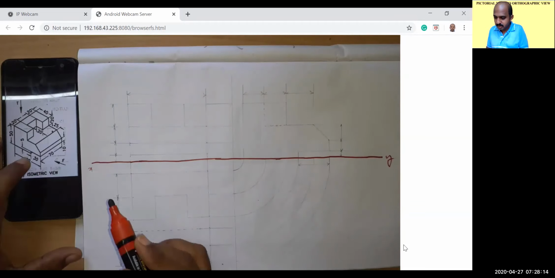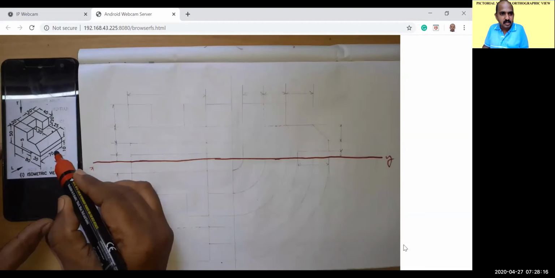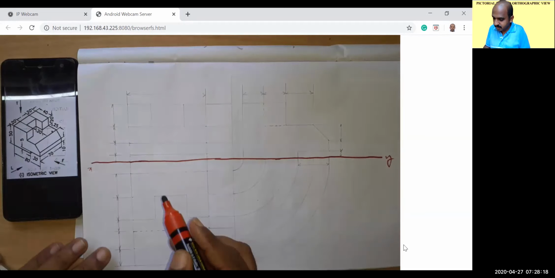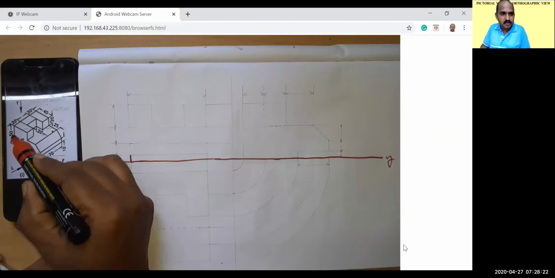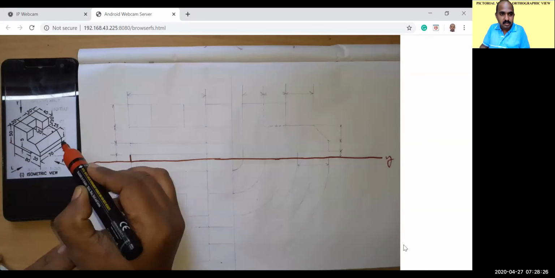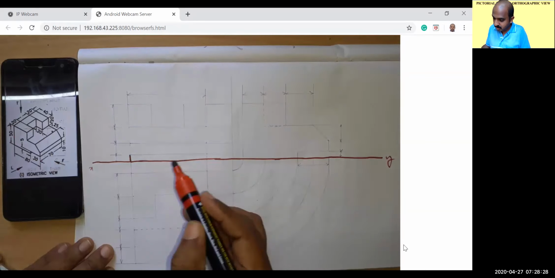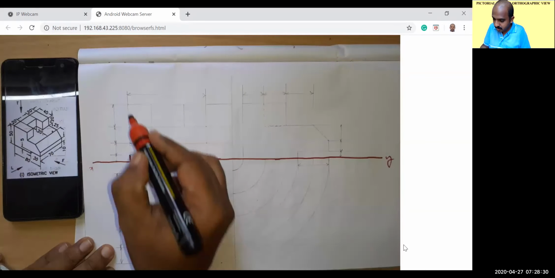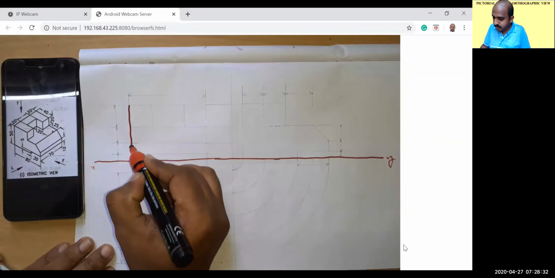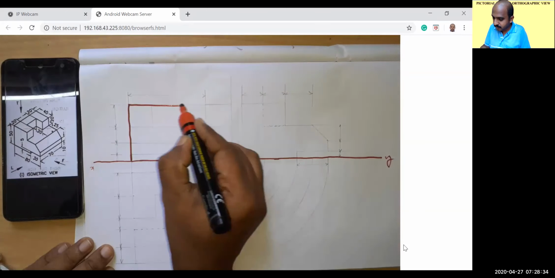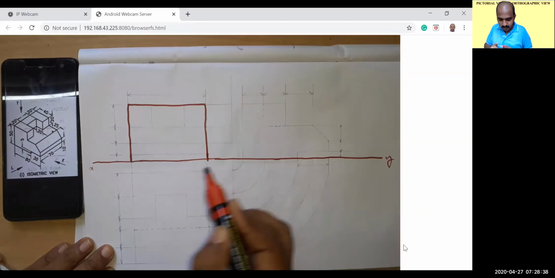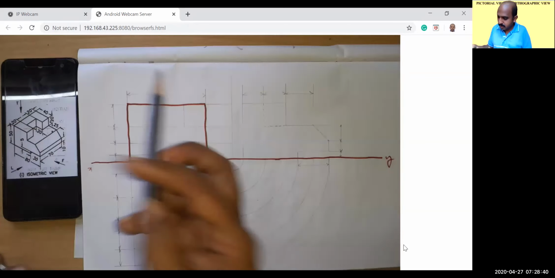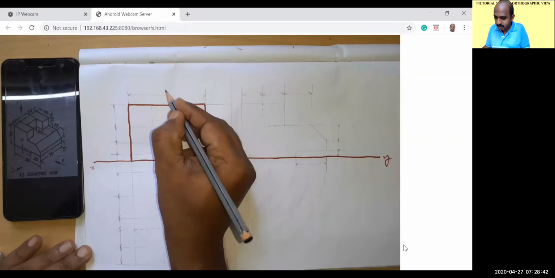When you are looking in this direction, what is this length? Length is equal to 70. So this is 70. Height is equal to, what is the height here? Sorry, 50. 70 mm length, height is equal to 50. So there you will see in the front view. This is your front view. In the front view, this dimension is equal to 70.